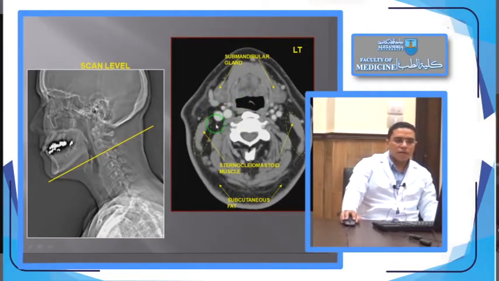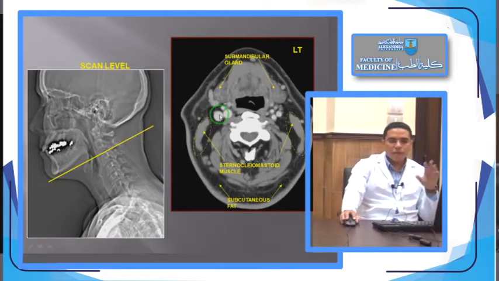We have here these circles. You know what are these circles? These are the carotid sheaths. The carotid sheaths appear because the patient is taking a contrast, a dye, so they have an enhancement, okay? In the carotid sheaths we have the common carotid artery, the internal jugular vein, and the vagus nerve.